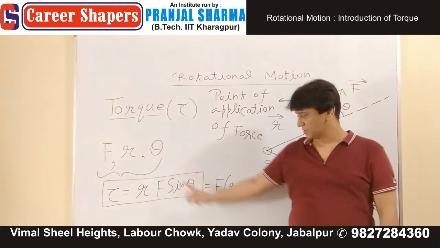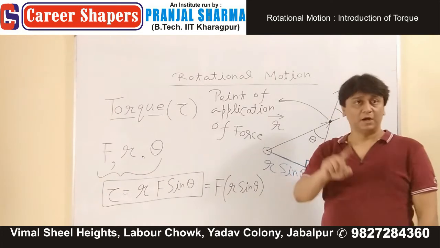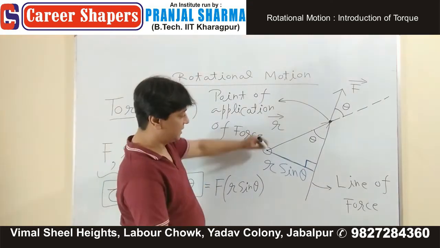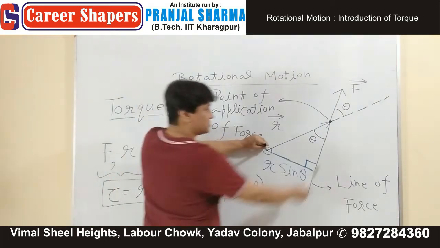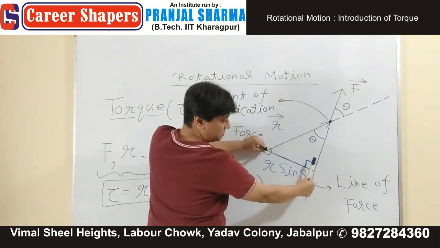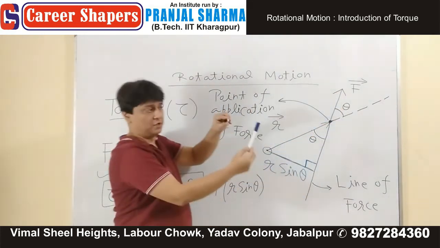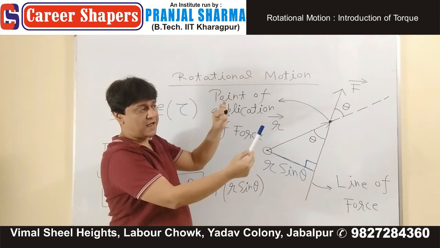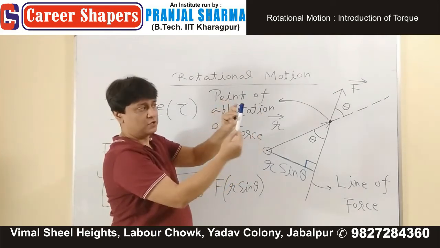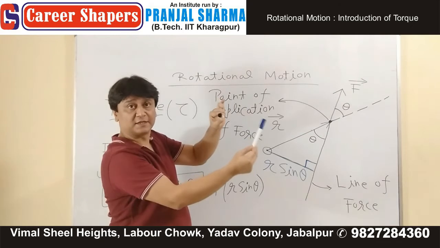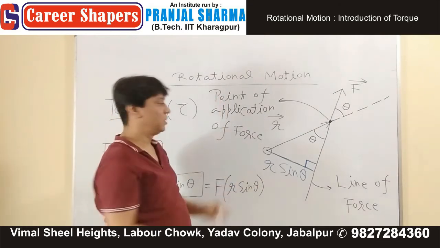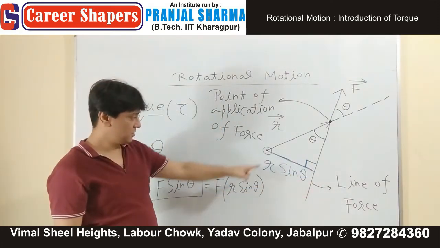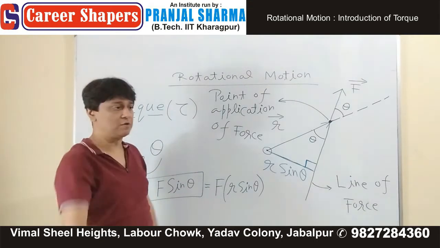What is torque? Force multiplied by r sin theta. What is r sin theta? R sin theta is the perpendicular distance of the line of force from the axis of rotation. Look at this. This marker is the axis. This is the line of force. The least distance between these two is called the perpendicular distance, which is r sin theta. Draw this, note down this, and then we'll write a statement.